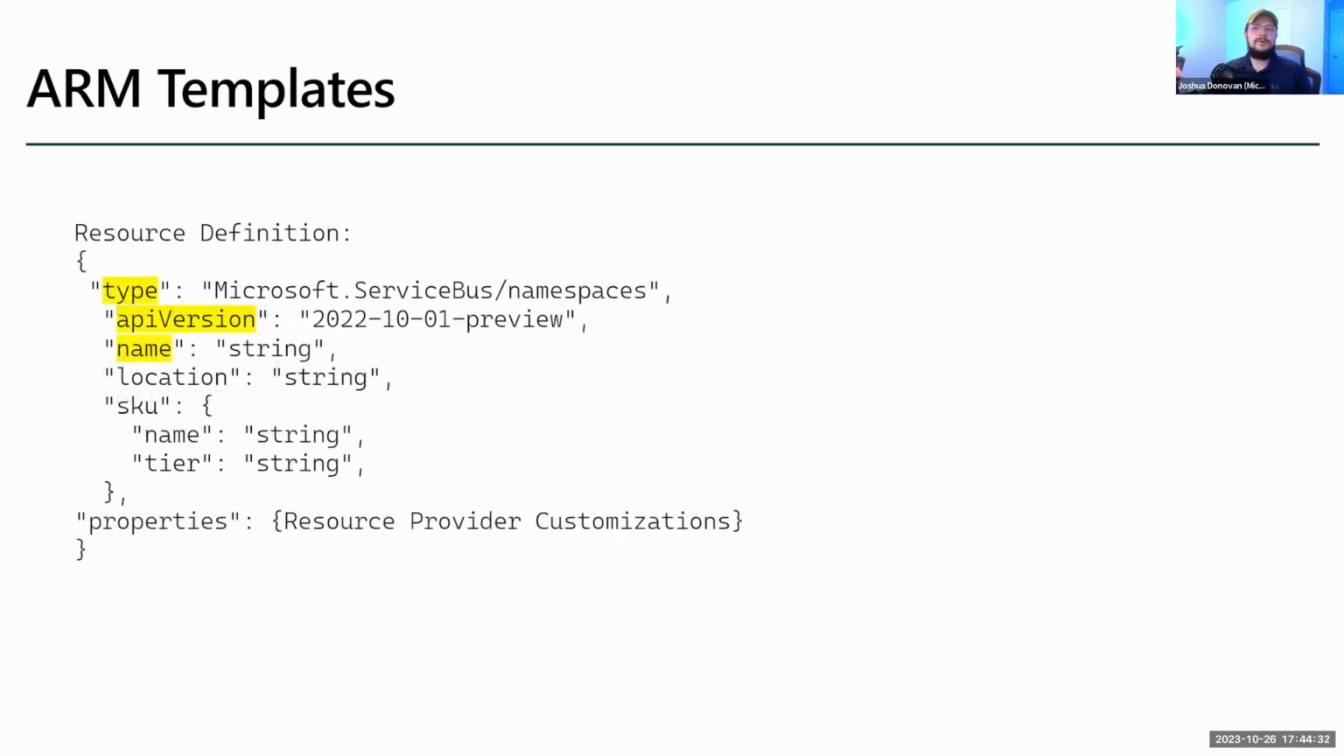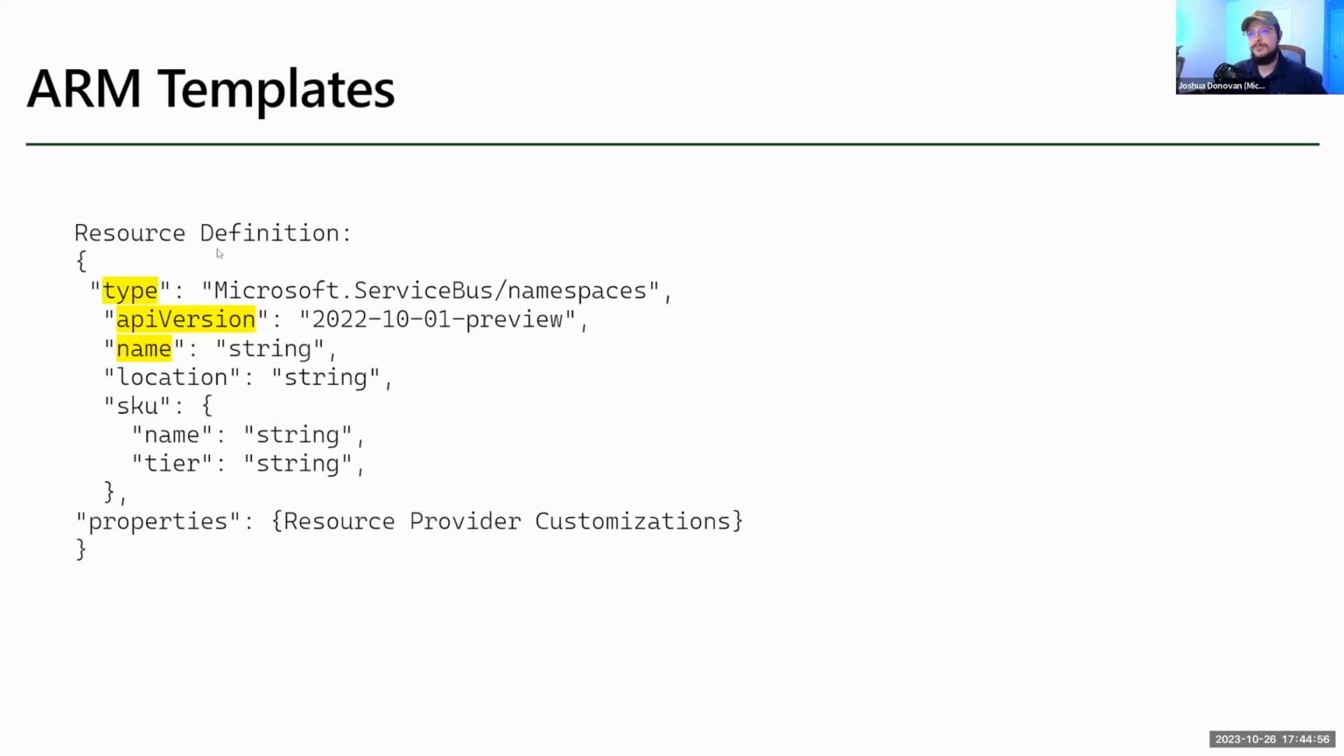What we're going to focus on today is, for all of our examples, deploying Service Bus namespaces. Why are we deploying Service Bus namespaces? Because they are some of the simplest things to deploy, and hopefully that will allow us to focus more on what we're doing and not get tied up in the weeds of how we deploy a specific resource.